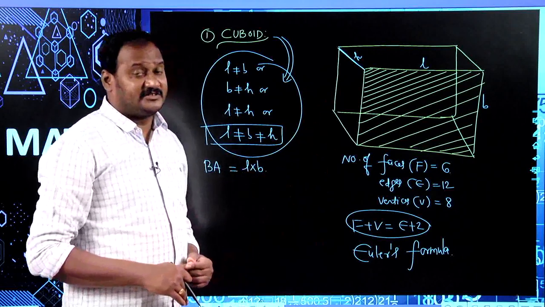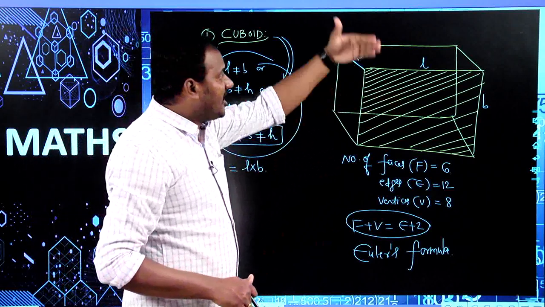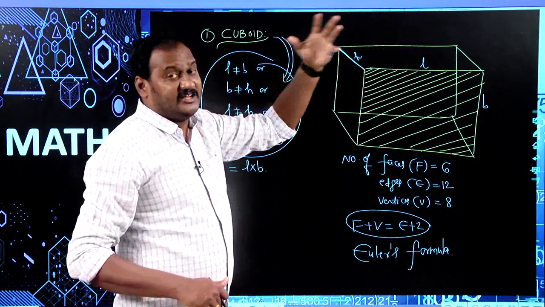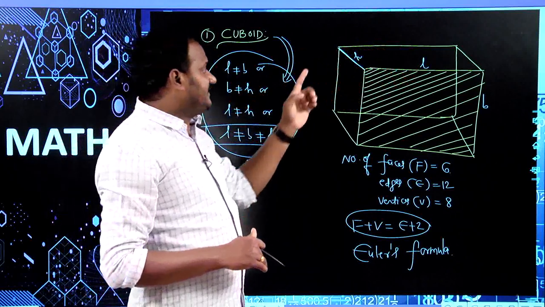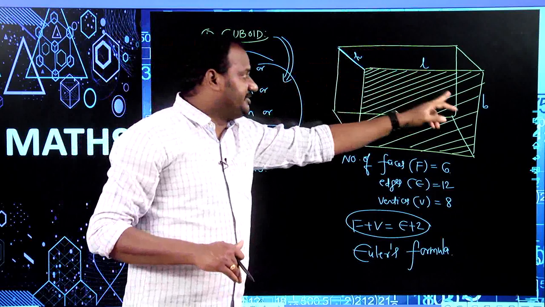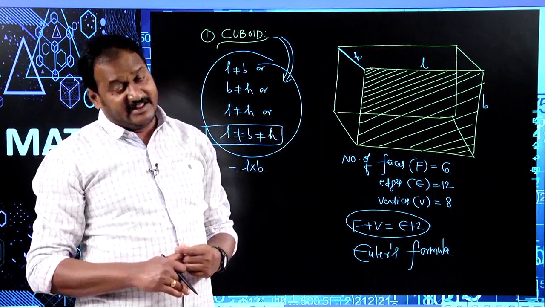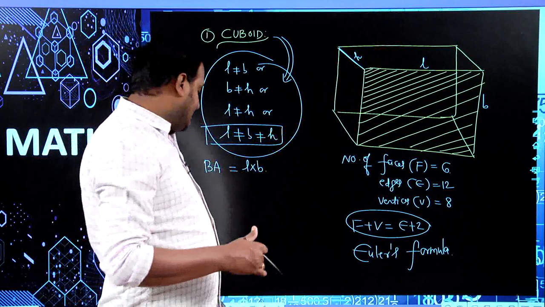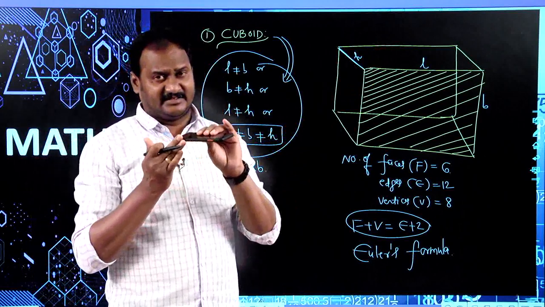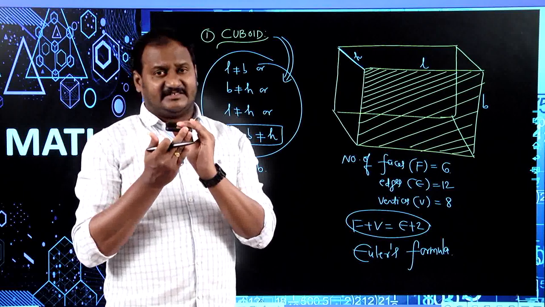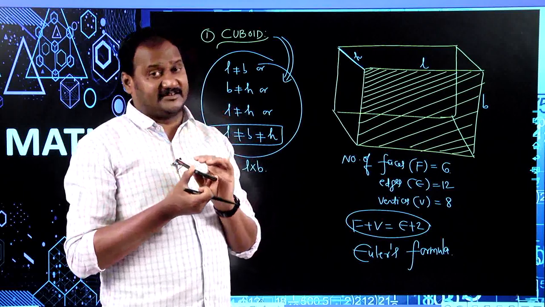And how many bases are there? This is one base, and exactly its opposite, its parallel side, should also be considered as a base. So, the area of this base is going to be L into B, then the other base should also be L into B only. And what about the lateral surfaces? Now, coming to lateral surfaces. This is one lateral surface. This is one lateral surface. This is one lateral surface. This is one lateral surface. So, totally four lateral surfaces are there.